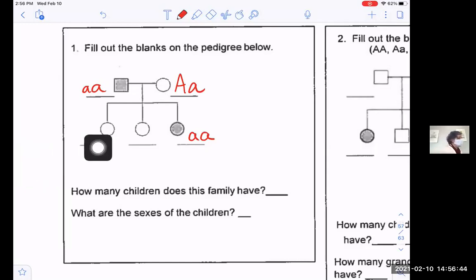How about the other 2 sisters? Do we know their genotype for sure? What do they have to be because of dad? They also have to be heterozygous, right? Because dad can only give a little a. That's all he has to give. And we know they don't have it, so they receive their big A from their mom.